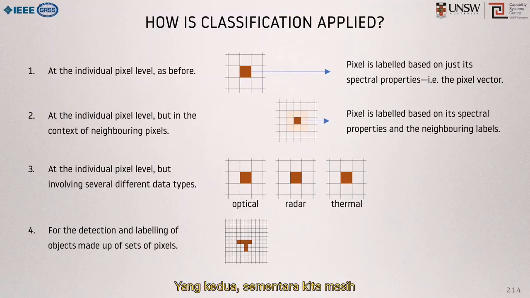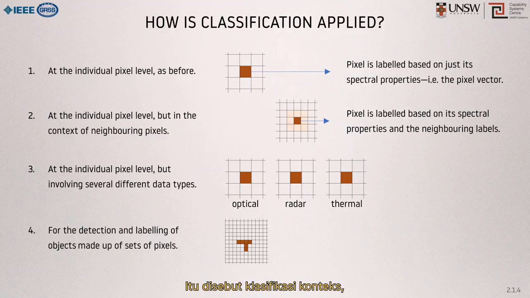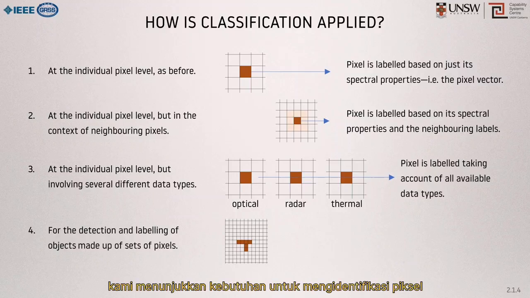In the second, while we are still interested in labeling individual pixels, some algorithms allow us to do so by taking into account the possible labels on the surrounding pixels. That is called context classification, or more properly, spatial context classification. It is based on the idea that neighboring pixels are likely to be of the same ground cover type, that is, the same class.